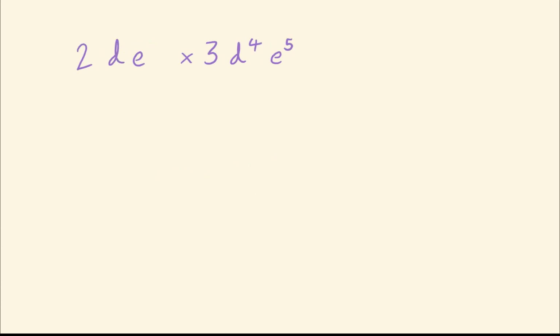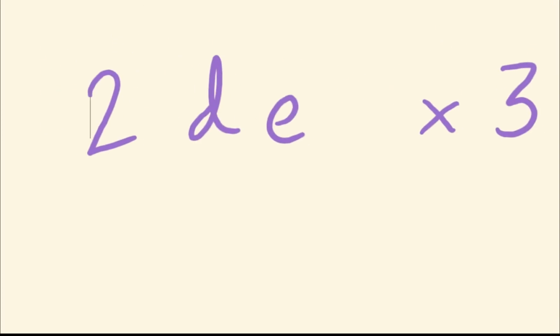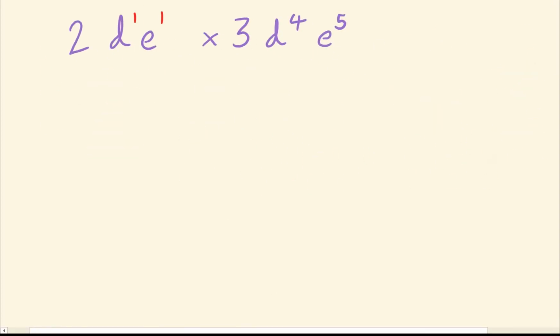Just seeing that again, and again a recap of an earlier rule. Here we have some powers missing, so it means those powers are 1. Now we multiply our numbers together. 2 times 3 is 6. We add together our powers for d. 1 plus 4 is 5. And we also add together our powers for e. 1 plus 5 is 6. And that's it. So it's fairly straightforward.